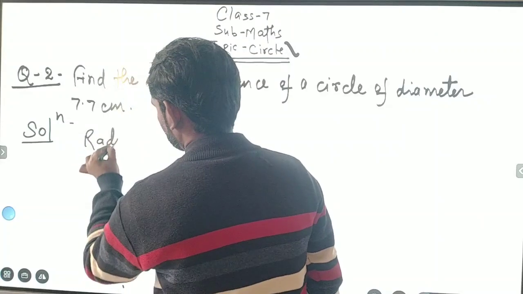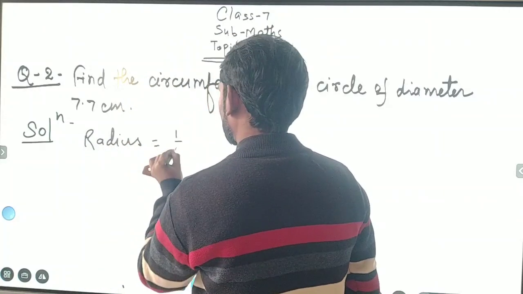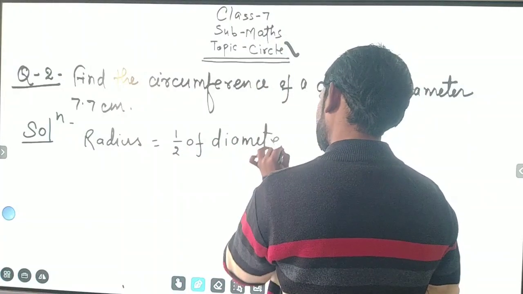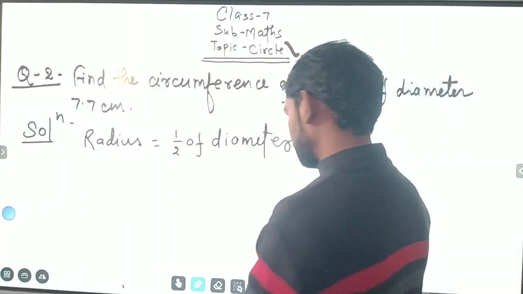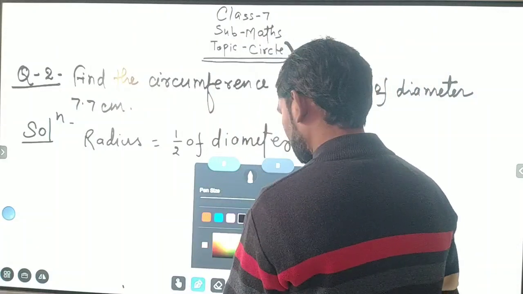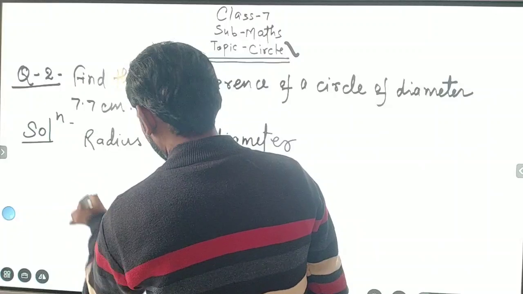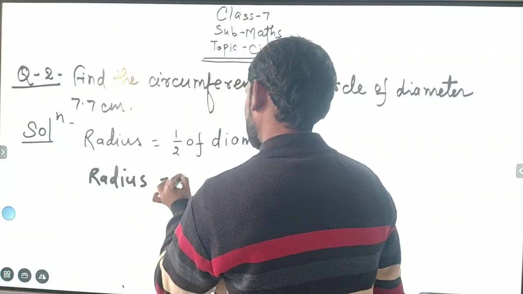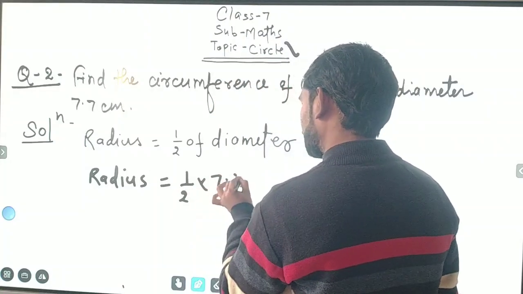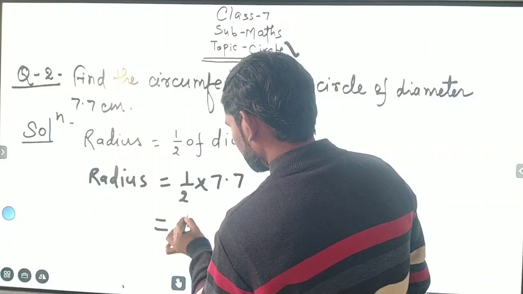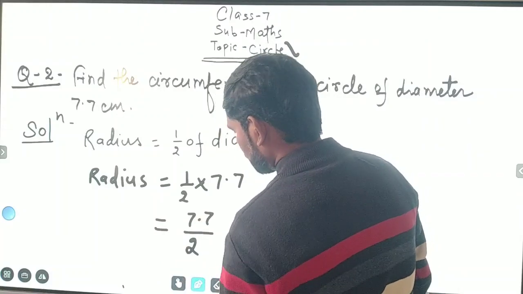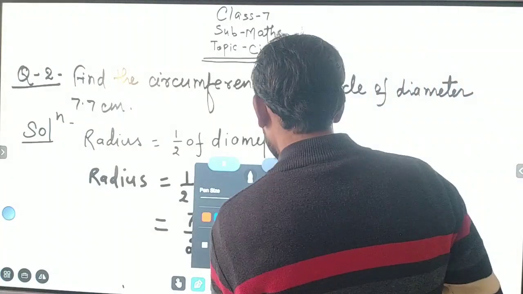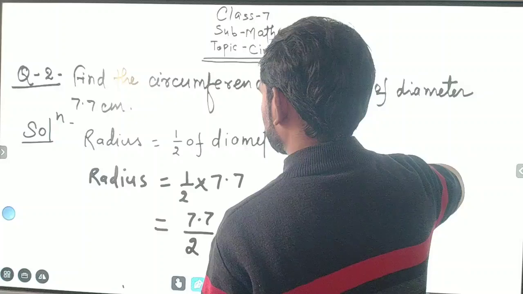Therefore here you can write the solution. Radius is equal to 1 by 2 of diameter. Okay, so this is the formula. Therefore, radius is equal to 1 by 2 into 7.7. So here we get 7.7 by 2 centimeter. So this is the radius. Okay students, now let's see the solution.